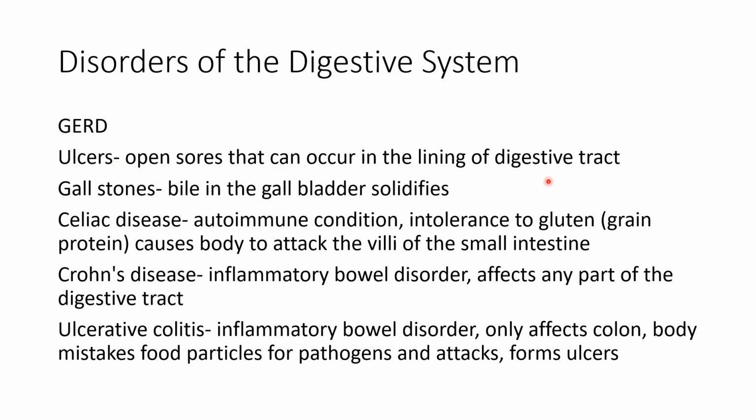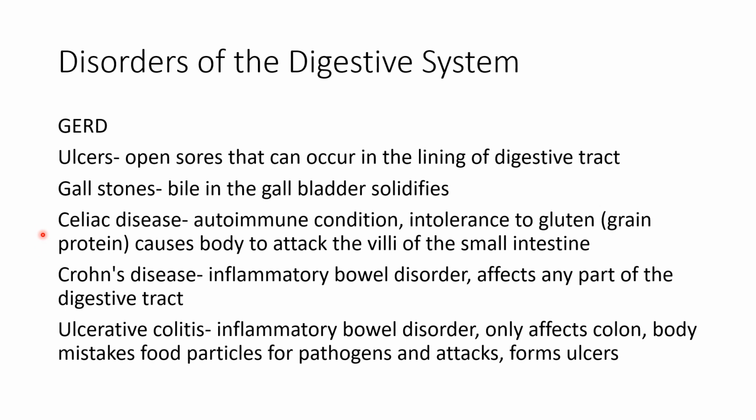Ulcers are open sores that can occur in the lining of the digestive tract. They're common in the stomach because of the acid. When you get a little sore or ulcer in your stomach, the acid can really irritate it. Gallstones are when you have bile in your gallbladder that solidifies. There are some substances in the bile that can crystallize. So if you think of a kidney stone as a crystallized thing, it's very similar. You can get stones that form in your gallbladder too.